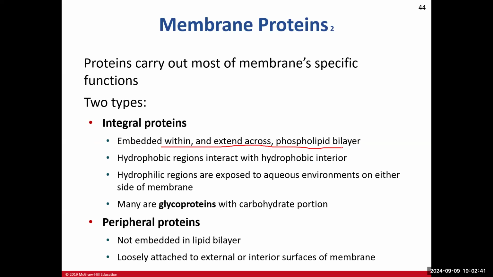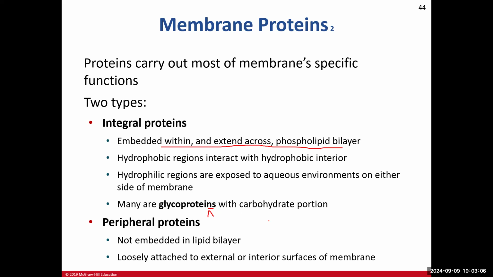On some of these proteins, we'll attach a carbohydrate group, and when we do, we call those glycoproteins. Then we have our peripheral proteins that won't span the entire width of the plasma membrane. Like I said, they're usually floating on the outside of the cell or floating on the inside of the cell. Those are the peripheral proteins.